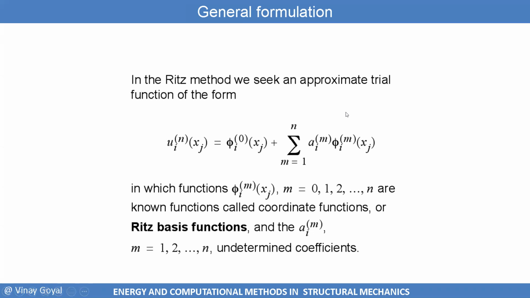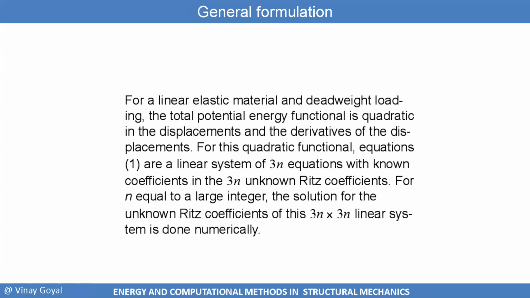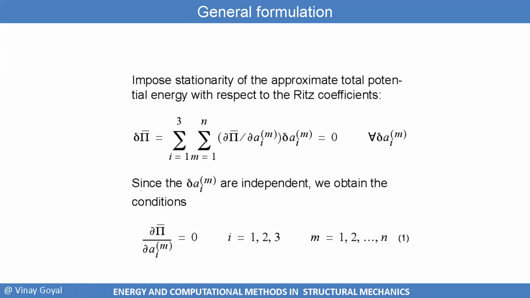And these phis are selected a priori to satisfy the essential boundary conditions in a way that's smart, to make UI kinematically admissible, to make it satisfy the essential boundary conditions of the problem. Then you can impose stationarity of the approximate total potential energy by setting the first variation of pi equal to 0, which means that you get these three n equations.